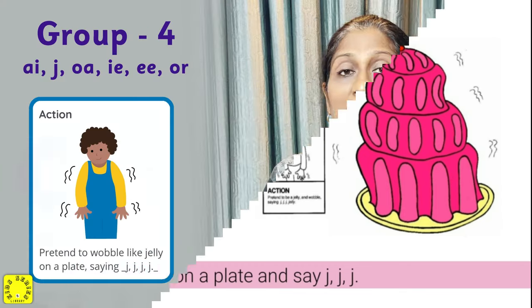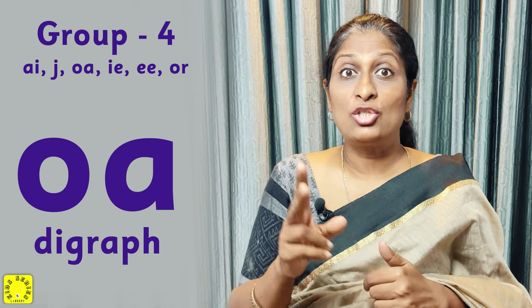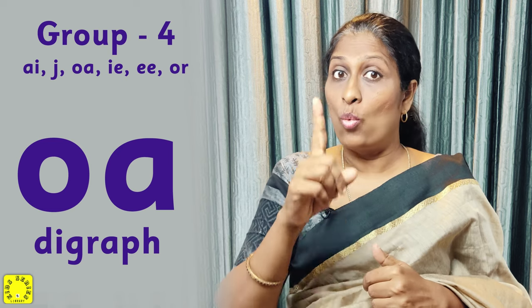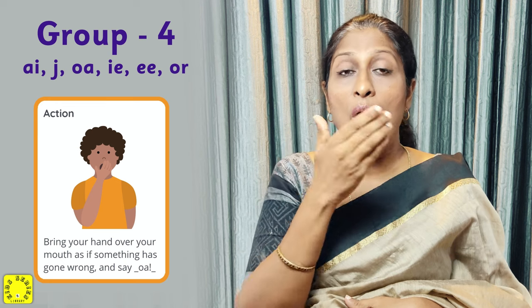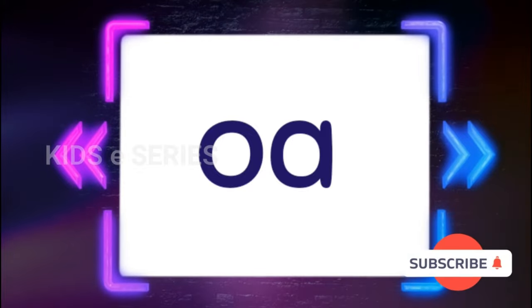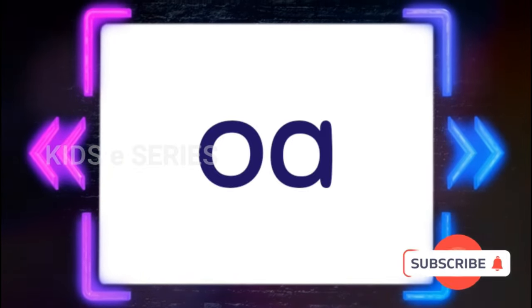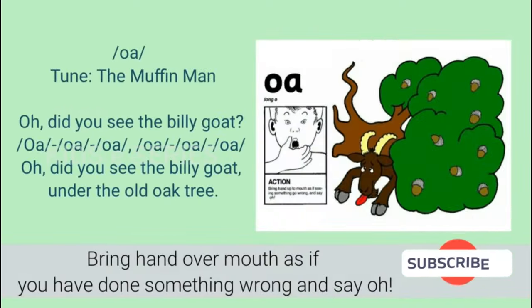The letters O and A together give us one sound. Oh, oh, oh, oh. Goat. Oh, did you see the billy goat? Oh, oh, oh, oh, oh, oh, oh, did you see the billy goat under the old oak tree?